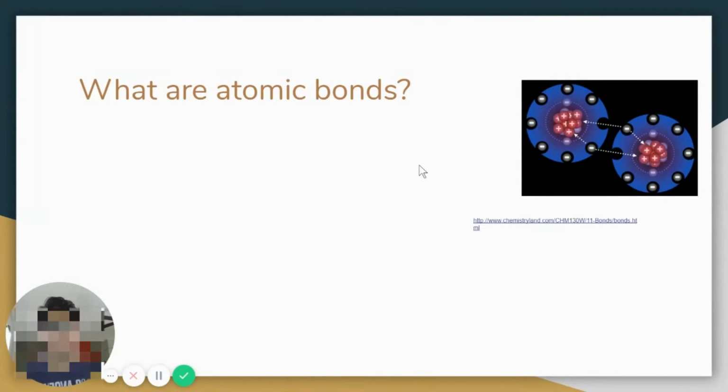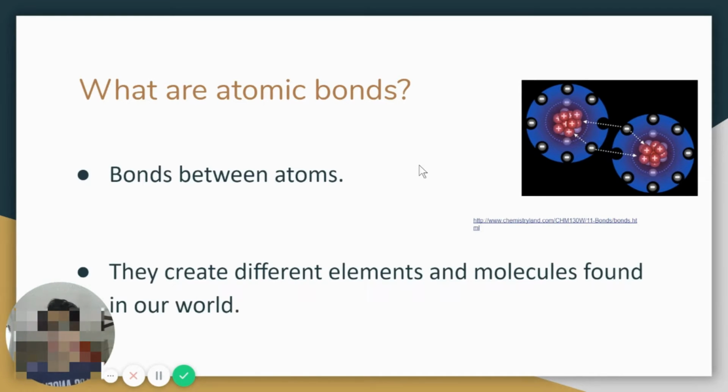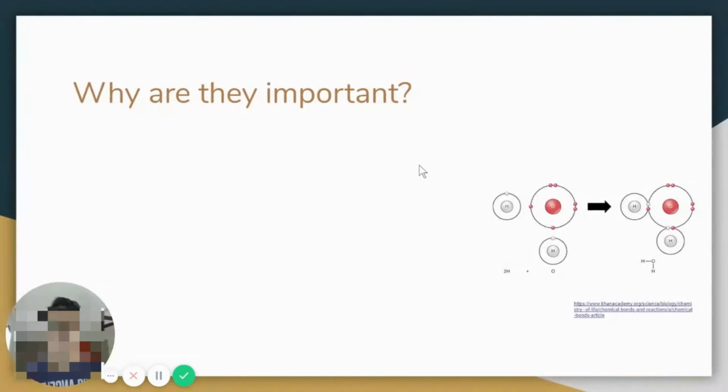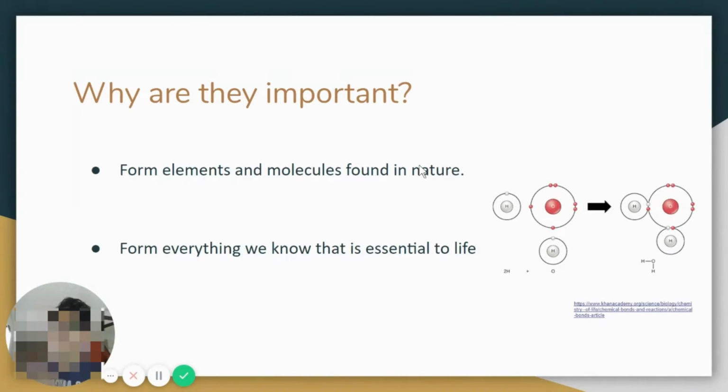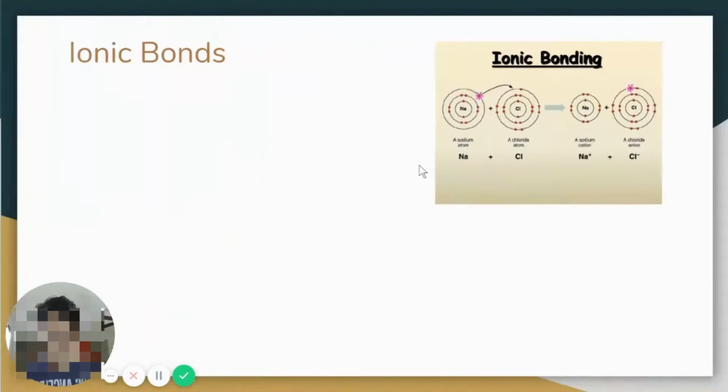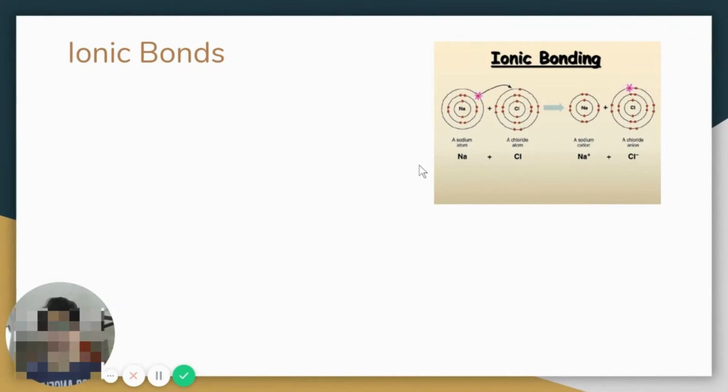So what exactly are atomic bonds? Well, they're just bonds between atoms. They come together to form everything that we see in life. Trillions of atoms bonding together to form everything that we see and touch and feel and smell. So why are they important? Like I just said, they come together to form everything that we see and need in nature. Such as water, just 2 hydrogen and 1 oxygen bonded. Multiple molecules of H2O bond together to form what we see in water and what we drink and what we need in life. There are different kinds of bonds that I wanted to get into.